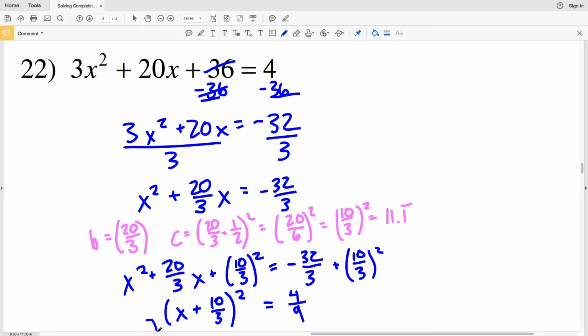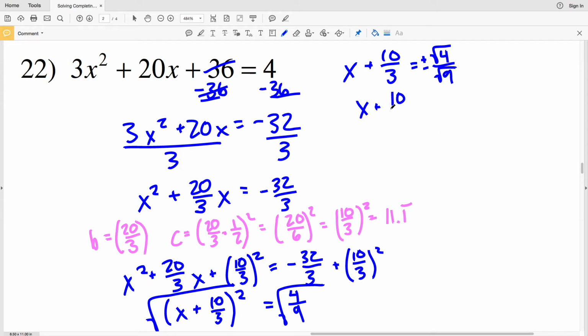And why I'm leaving this in fraction form is because when I take the square root of both sides, I'll get that x plus 10 thirds is going to be equal to a positive square root of 4/9 or a negative square root of 4/9. I'll write as the square root of 4 over the square root of 9, and this is either positive or negative. So x plus 10 over 3 equals a positive 2/3 or it equals a negative 2/3, since the square root of 4 is 2 and the square root of 9 is 3.